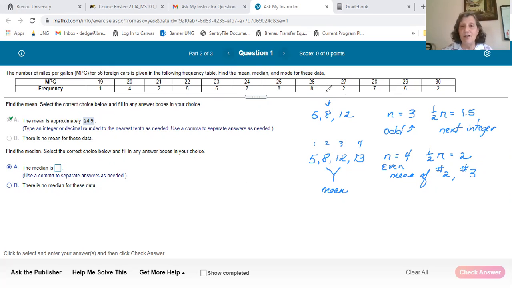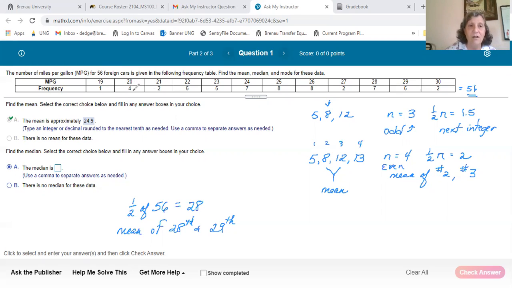Now, in this case, we actually have 56 data elements. We already know that, but you could get that if we weren't given that by adding these up. This is even. So half of 56 would be 28. We want to get the mean of the 28th and 29th.